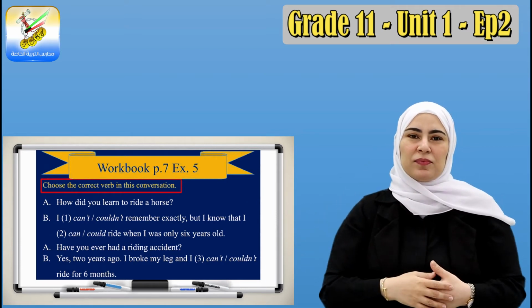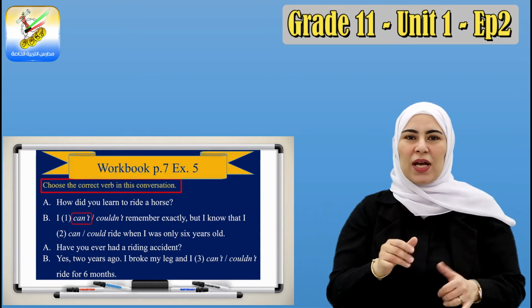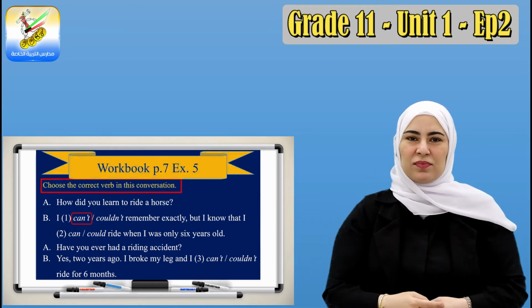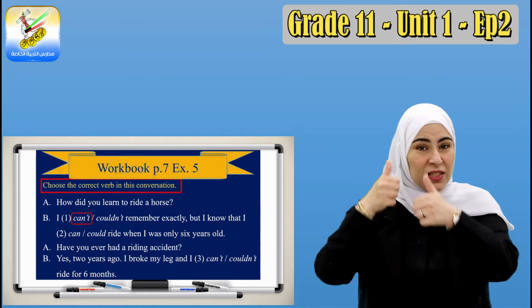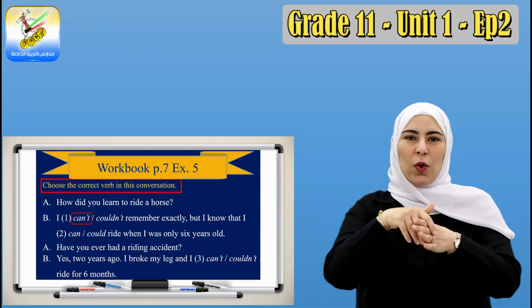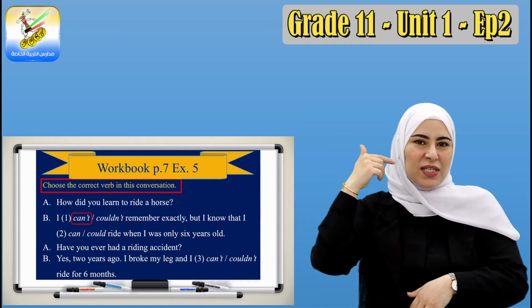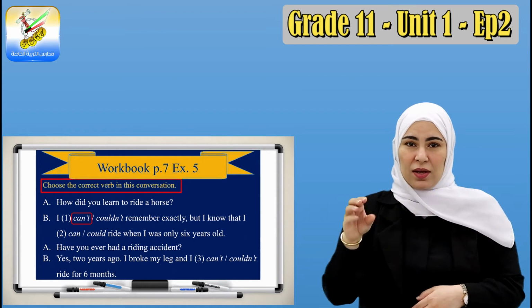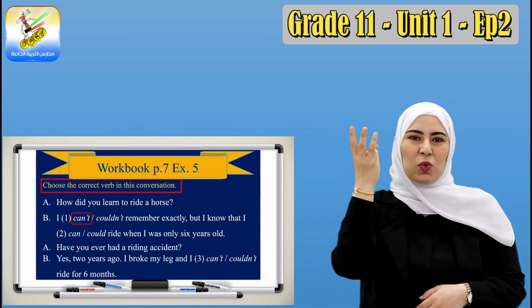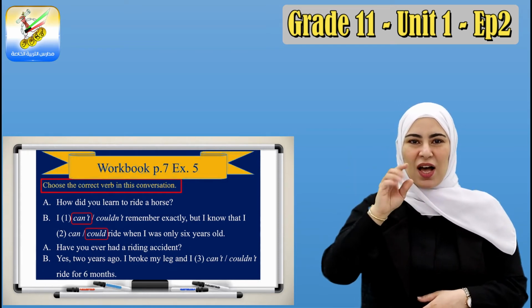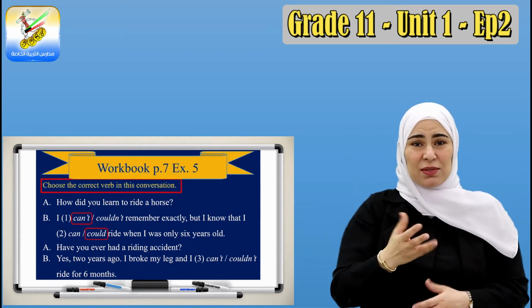The correct answer is can't. Let's complete the sentence. I can't remember exactly, but I know that I can or could ride when I was only 6 years old. As you can see, according to the sentence, he said I was, so it refers to the past. So the correct answer here is could. I'll read the sentence again.